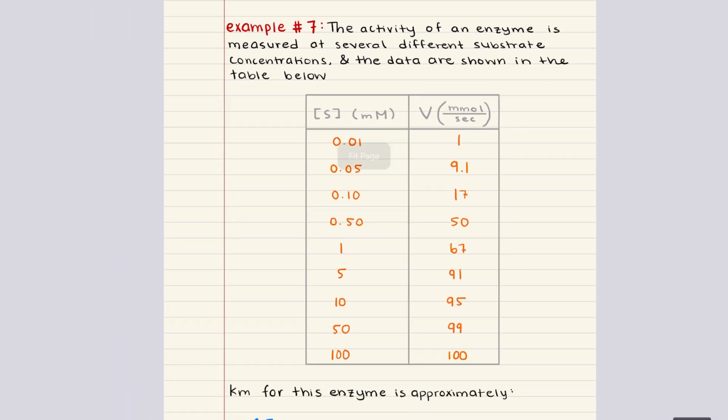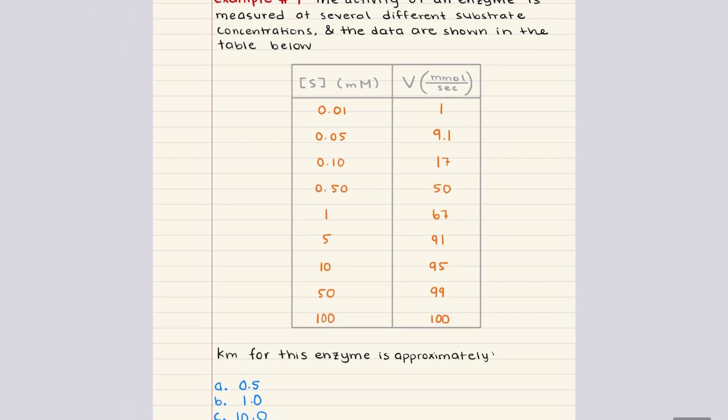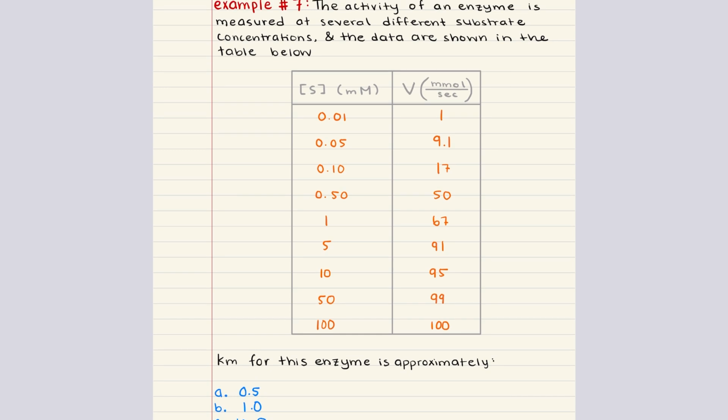7 says the activity of an enzyme is measured at several different substrate concentrations, and the data are shown in the table below. The Km for this enzyme is approximately blank. To determine the Km of an enzyme from this table, we look for the substrate concentration that gives a velocity equal to half of Vmax.